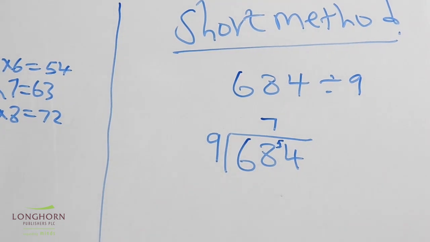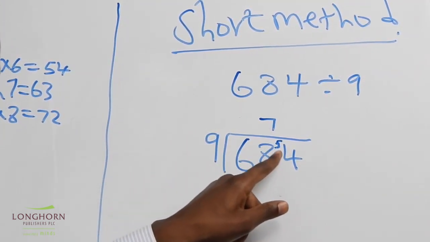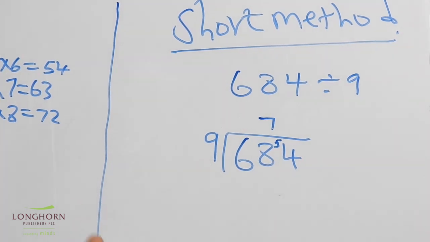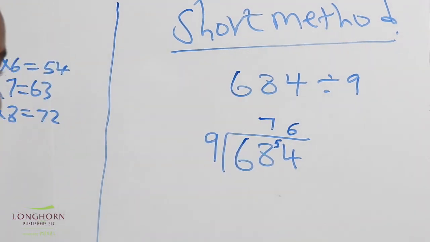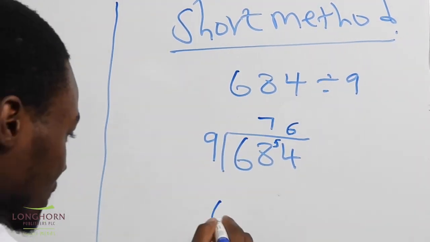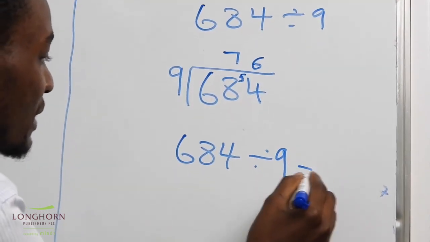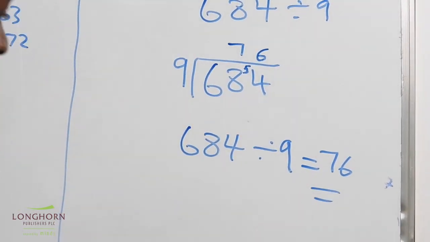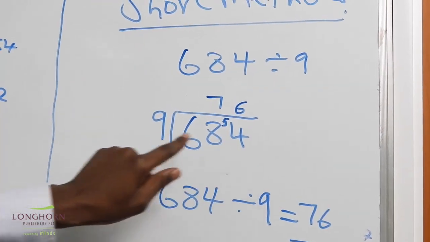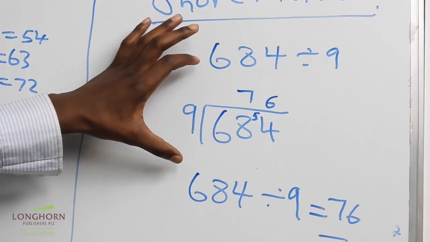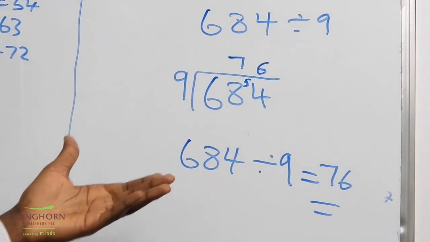So you have 54. You ask yourself, how many times does 9 divide into 54? The answer is 6. So you just write 6 in front of 4, and your division is complete. So you have 684 divided by 9. The answer is 76. So that is the short division. You can see that we divided 684 by 9, but we had very little writing. So that is basically what the short method is all about.